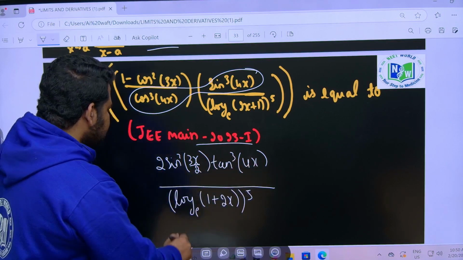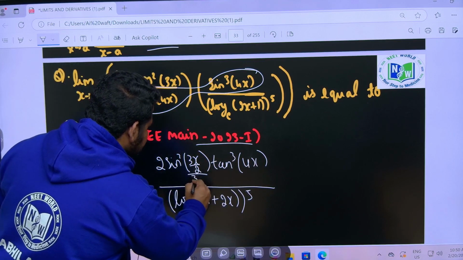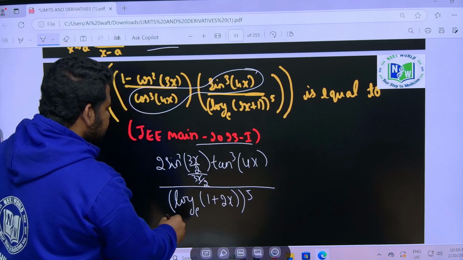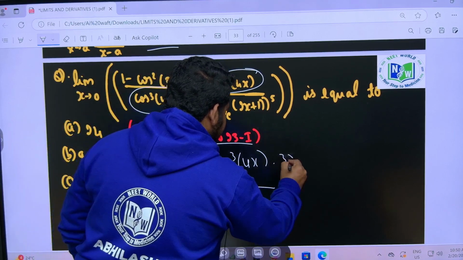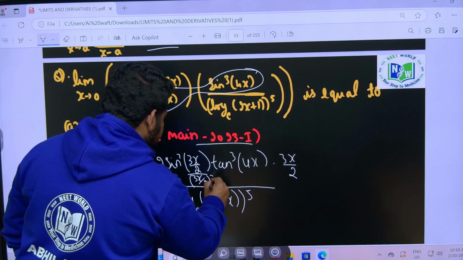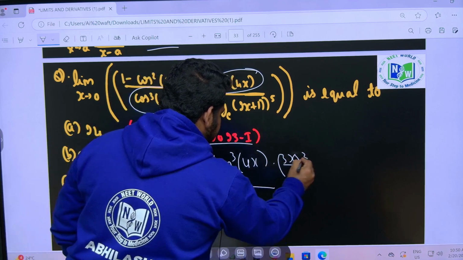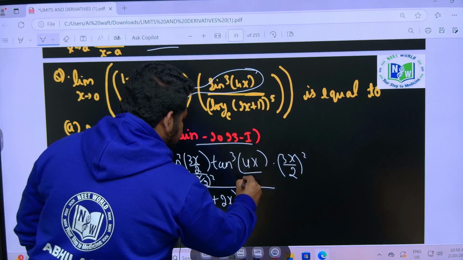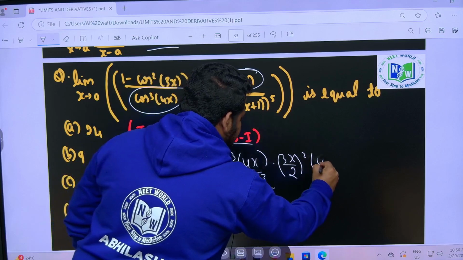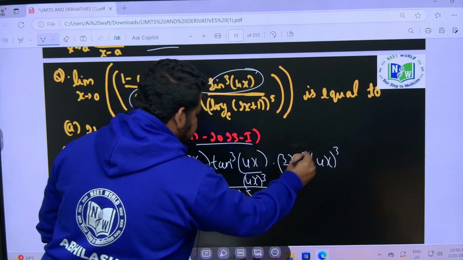So what I will do? Here I will write 3x by 2, and I will multiply by 3x by 2, and this should be square because it is square. Here I have 4x, so I should multiply by 4x whole cube because here it is cube. I will divide and multiply.